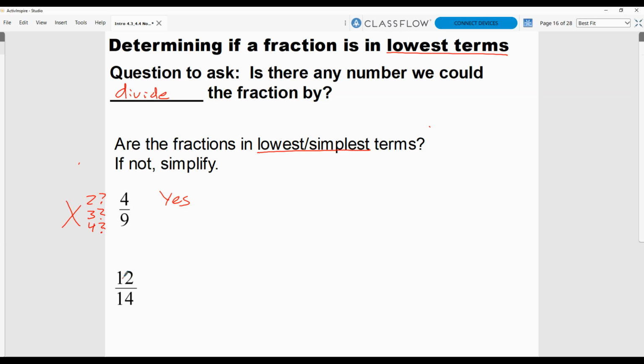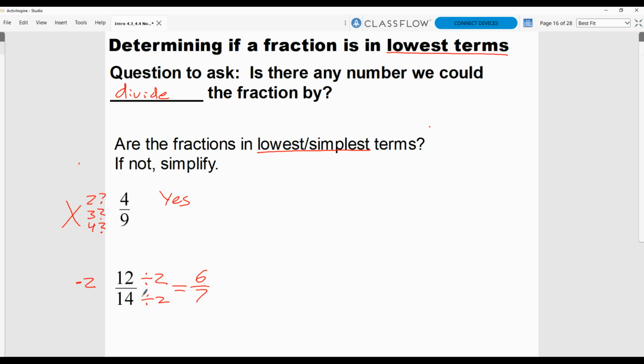So take a look at this next one. Is this one in its simplest form? No, it is not, because we can divide both of these numbers by something, and we can divide them by 2. So if we do that, we're going to end up with 6 over top of 7. Now it's in its simplest form, because we can't divide 6 and 7 by anything anymore. There's nothing else that would work to divide those.